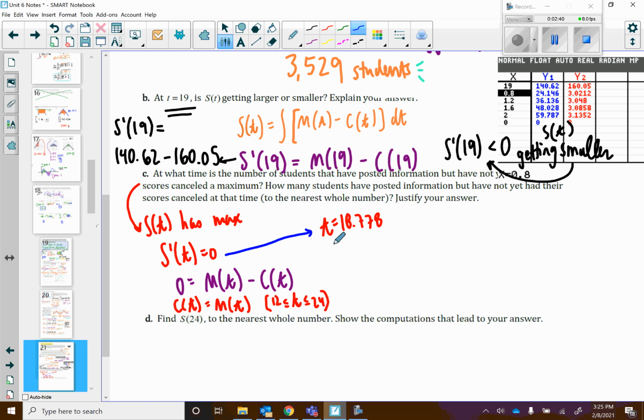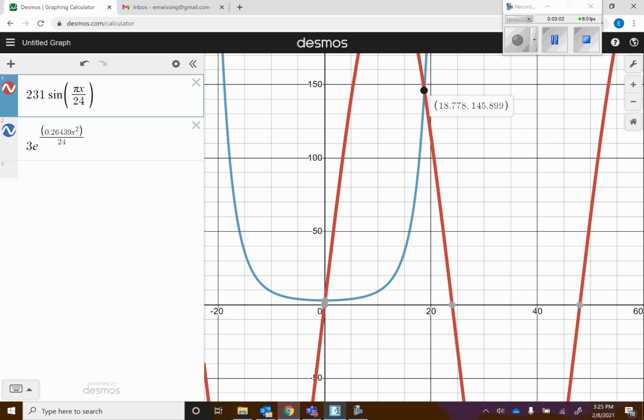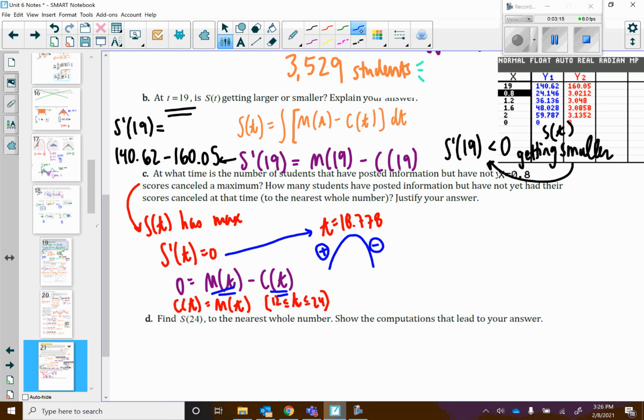In order for it to be a maximum, I will have wanted the derivative to change from positive to negative. And if we think about that, the derivative is m of t minus c of t. What I want is for, on the left of 18, m of t to be bigger than c of t, and on the right, I want c of t to be bigger. So remember, m of t is the red here. On the left, our red function is higher than our blue function. Our derivative is positive because the red minus the blue would be a positive number. On the right, blue minus red is going to be negative. So I know that this is a local maximum.